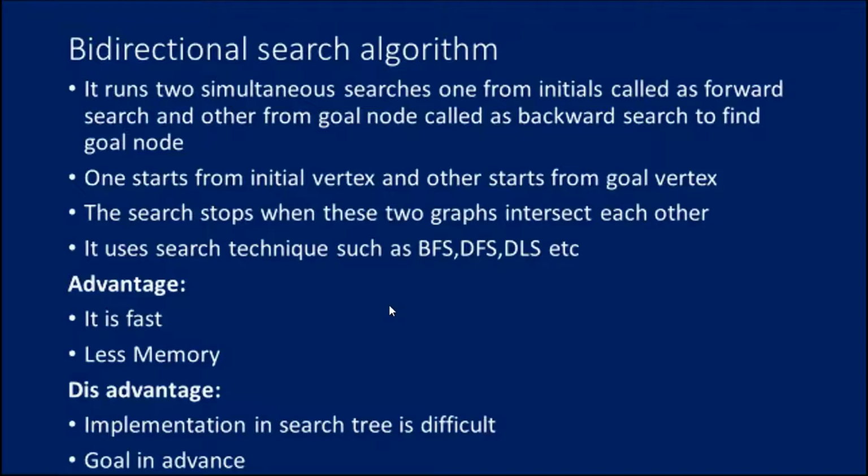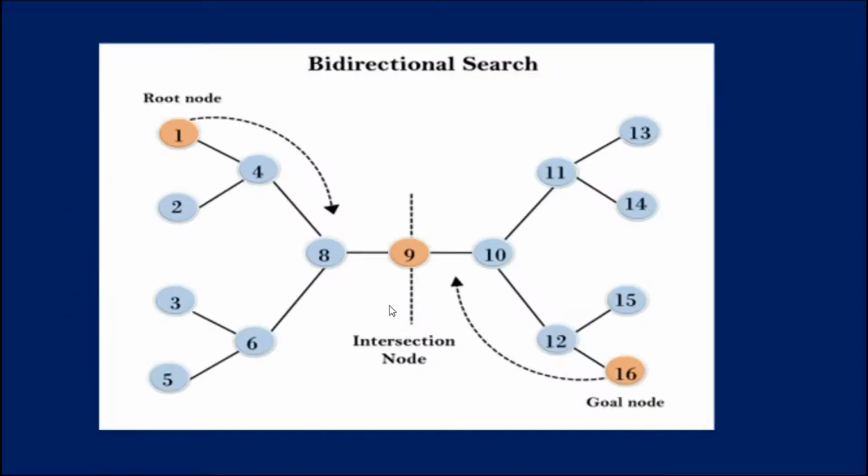In bidirectional search, one should know the goal state in advance. Only then will it be possible to find the way. That was the problem in the bidirectional search. So let me show it with an example so that it becomes clear. This is the tree representation of bidirectional search.